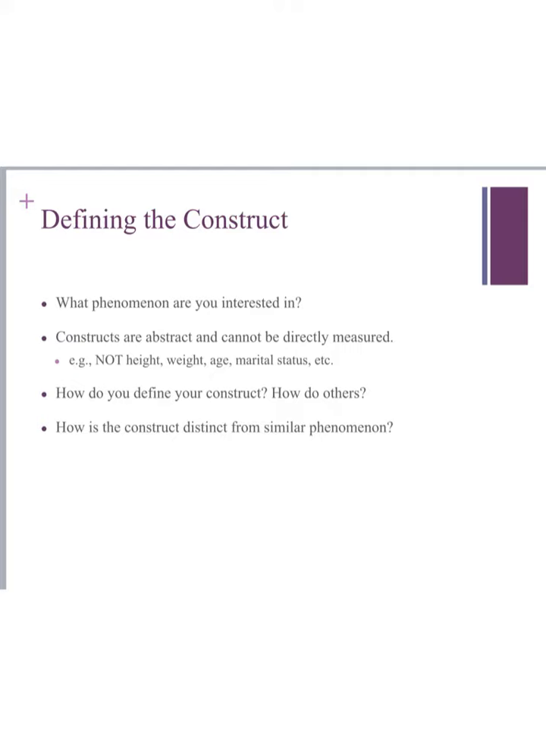For example, let's say you're interested in creating a measure for therapeutic alliance. This is an abstract construct. So you would have to decide, how do you define therapeutic alliance? What is it? What isn't it? How is it different from other things that might be similar, such as progress in therapy?